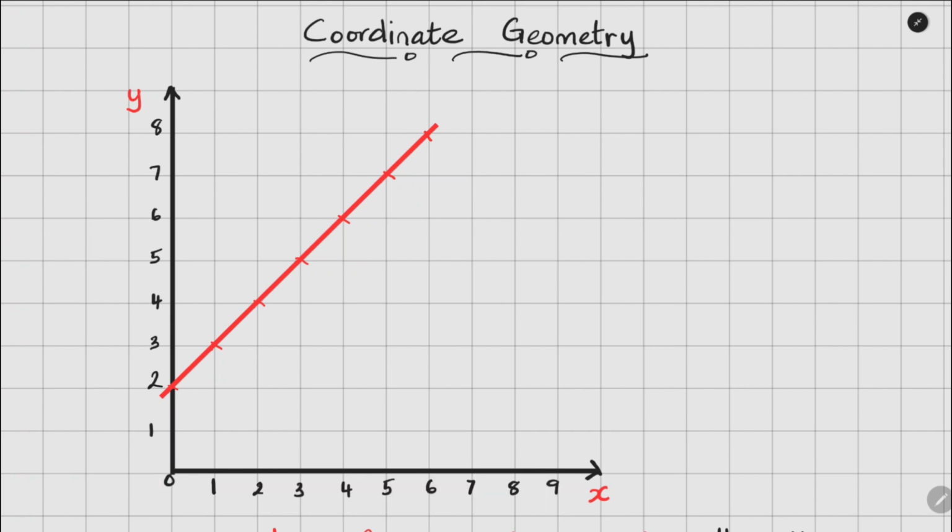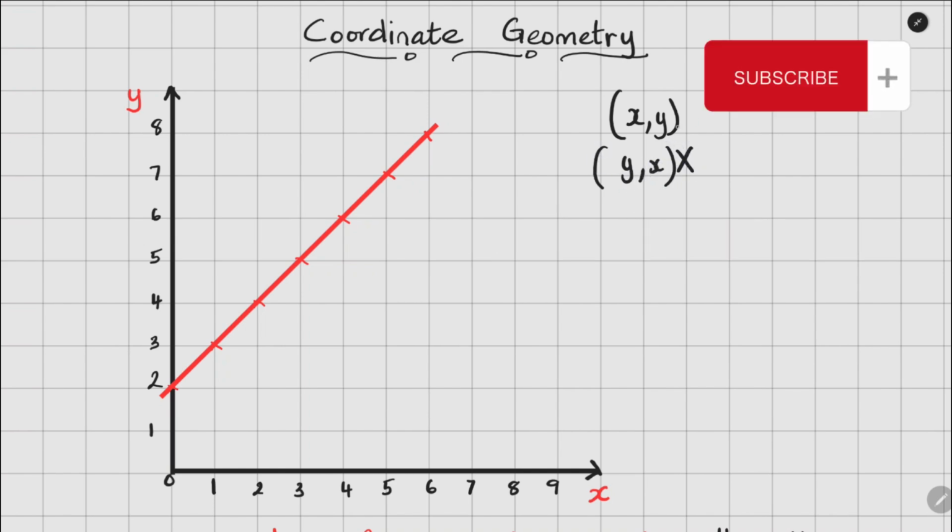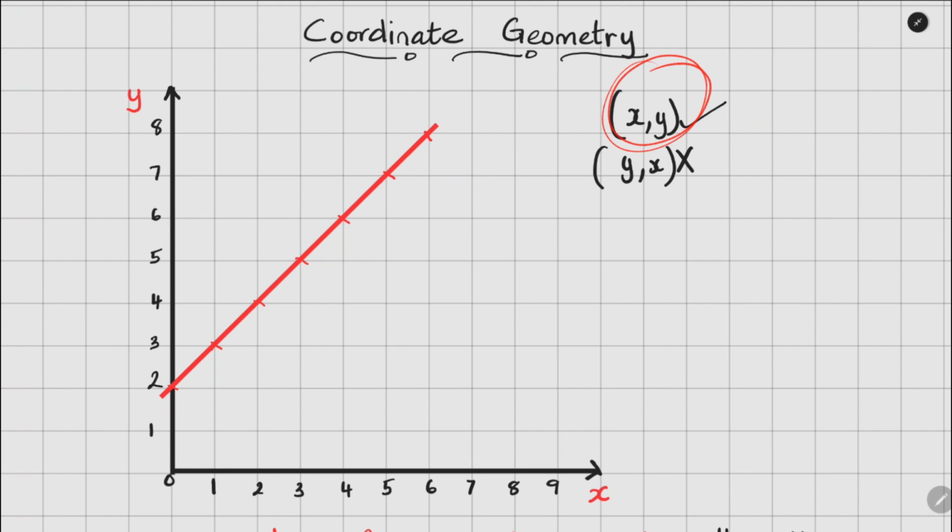So whenever you need to write down a pair of coordinates, please remember you need to write the x coordinate first before the y coordinate. This is critically important. Coordinate pairs are written in terms of x, comma, y. Never switch it. You don't write yx. This means something else. This is a big no. This is what you need to write always.